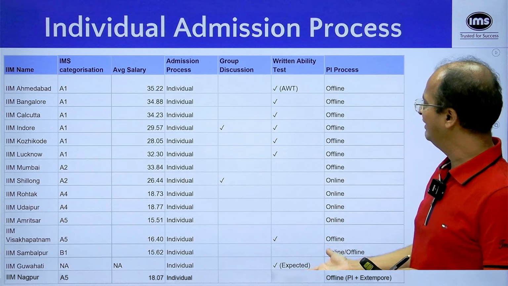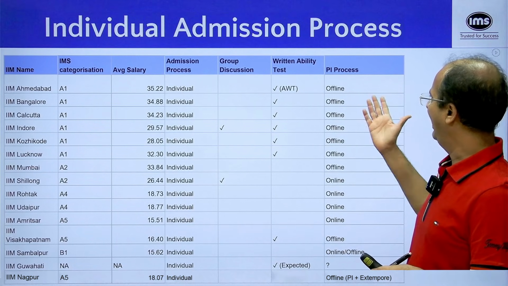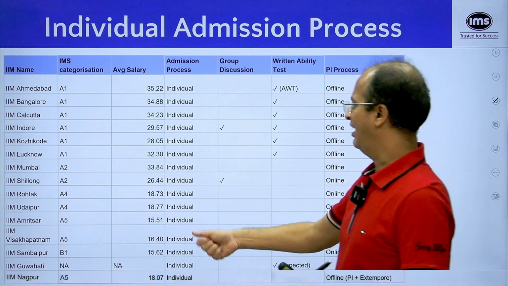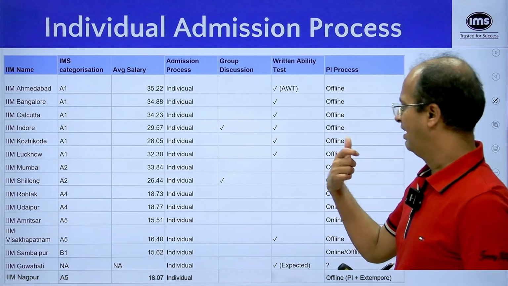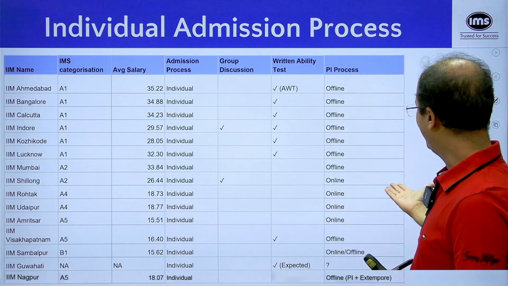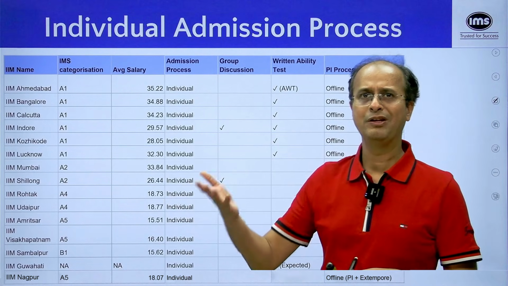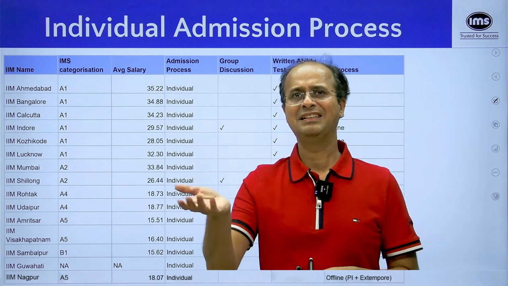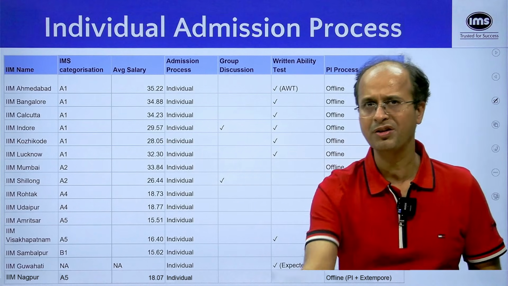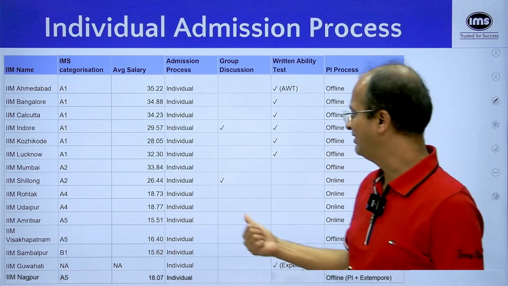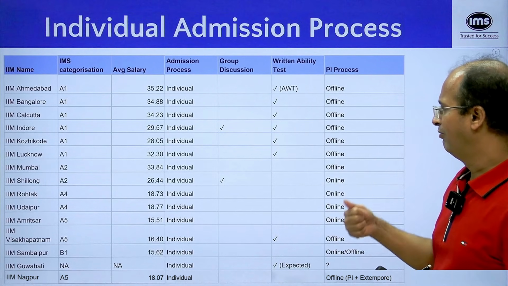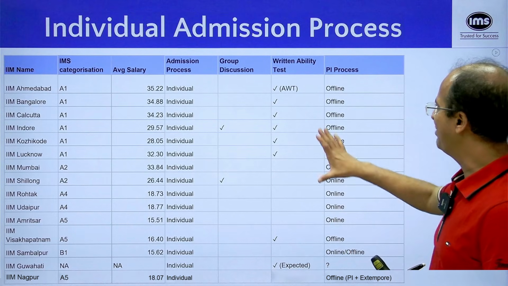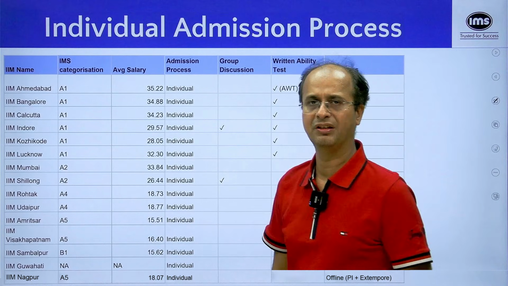Bangalore conducts an interview round and also has a WAT. Same happens with Calcutta, Indore, Kozhikode, IIM Mumbai. All of these are offline. So I'm sure when you filled up your CAT form, you had filled up your preferences of the cities that you would like to visit in case you are shortlisted by them. So these happen there. Shillong, Rohtak also has their own offline interviews. So this is very much similar to what happened last year.